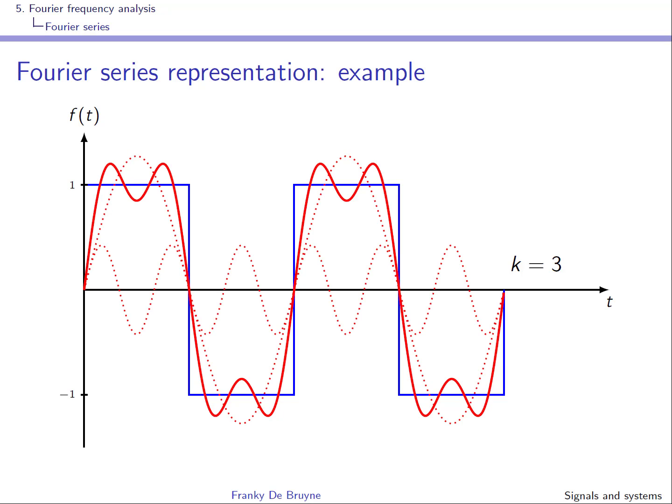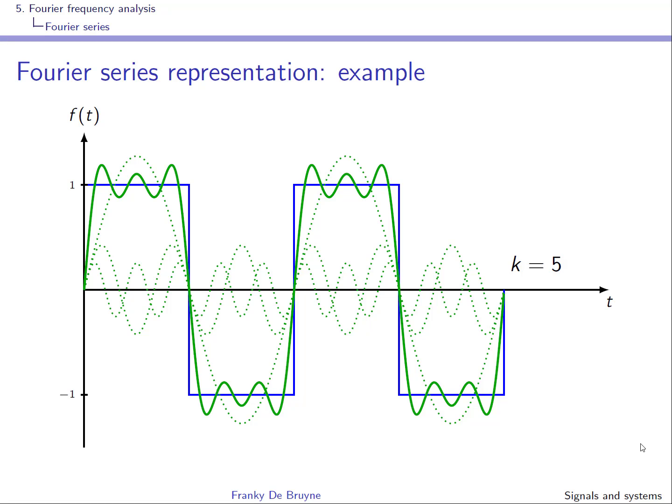Here you have a term appearing at k is equal to 3, so the underlying sinusoid is at 3 times the fundamental frequency, and of course the amplitude has reduced because this is 4 over k pi with k is equal to 3, and if you add the two terms you obtain the curve in red full line, and it starts to approximate the blue line better and better.